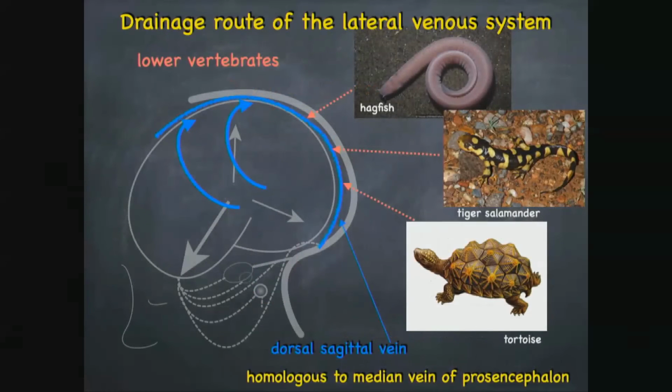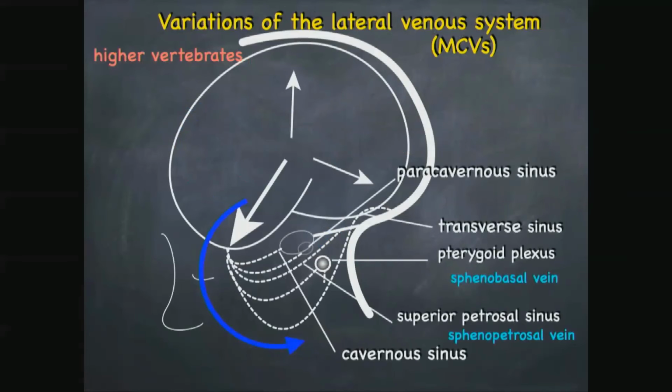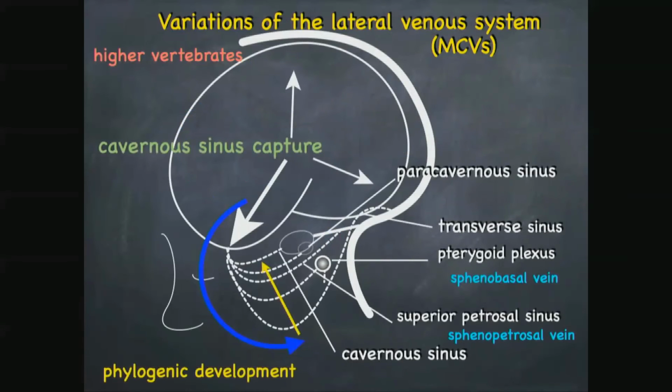Now let's review the lateral venous system for lower vertebrates. The venous fluid is collected dorsally to the dorsal sagittal vein. This is homologous to the median vein of the prosencephalon. In the lateral venous system of the higher vertebrates, there are several possibilities for drainage. They can go to the transverse sinus, the pterygoid plexus, the paracavernous sinus, or the cavernous sinus. But cavernous sinus capture is only found in man.